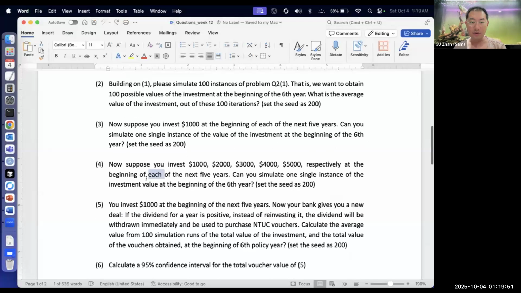Then next, suppose you are investing $1,000, $2,000, $3,000, $4,000, $5,000 respectively at the beginning of each year for the next 5 years. Can you simulate one single instance of the investment at the beginning of the 6th year?